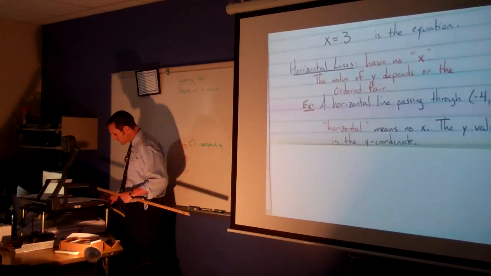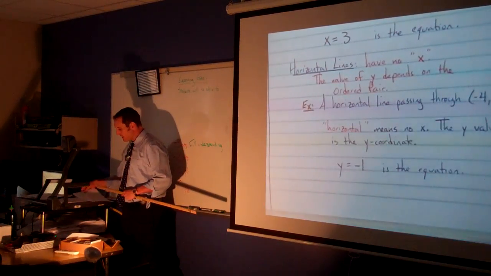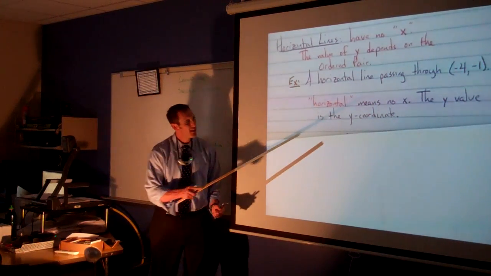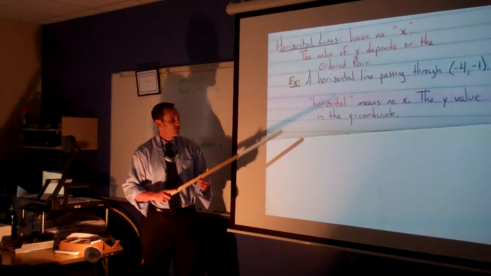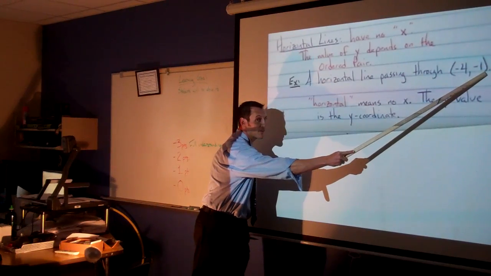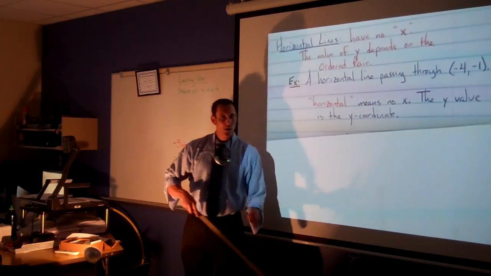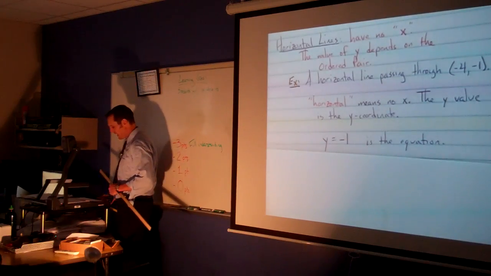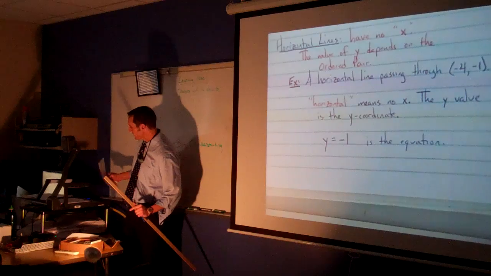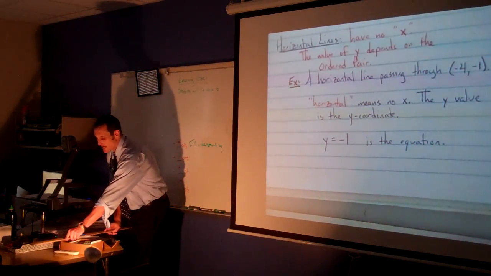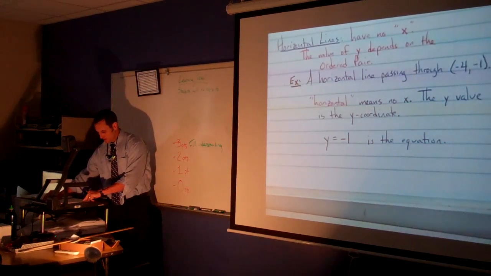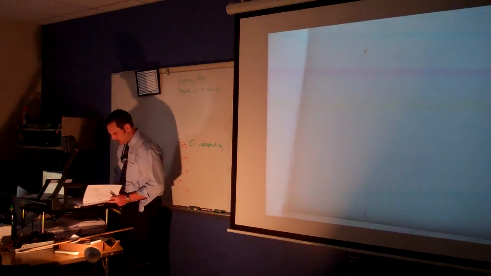So it's y equals something. Horizontal means that there is no x. The y value in the equation is the y coordinate. So in this example, a horizontal line, simply y equals the y coordinate. Y equals -1. That is the equation. So this is some neat thinking that's taking place for vertical and horizontal lines. So let's see a few examples.